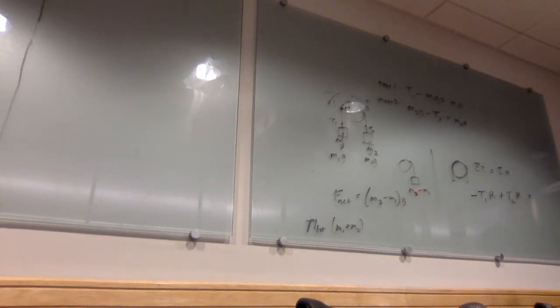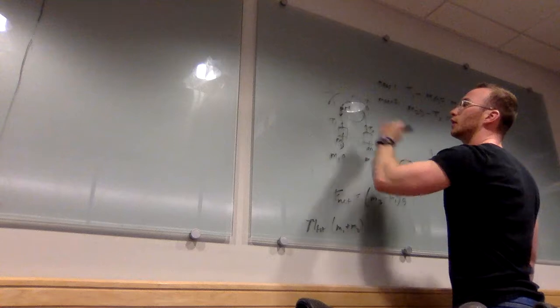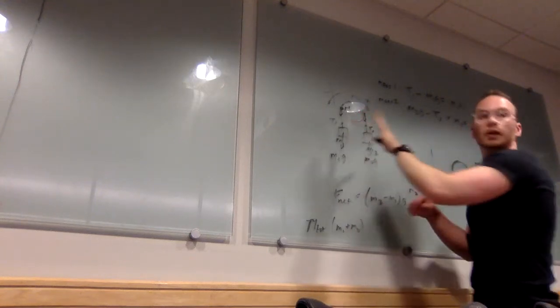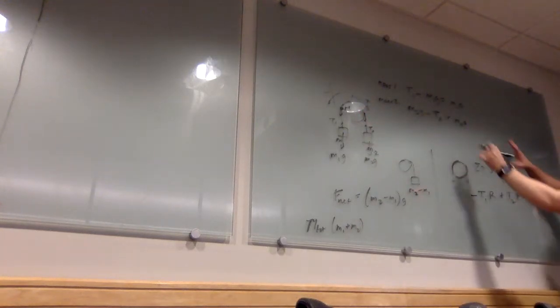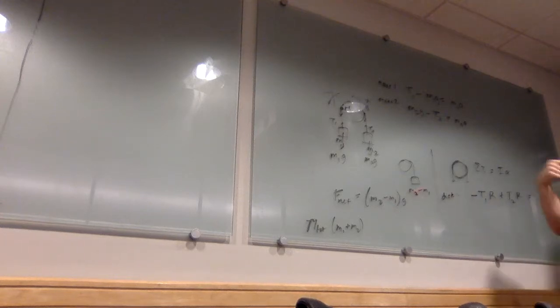Wait, why is T1 negative? So T1 is the one that's going this way, and T2 is going this way. Oh, sorry, this is for the disk. I should have written disk here. So tensions act inward, right? So on the disk, it's actually in the opposite direction. That's a good question though.